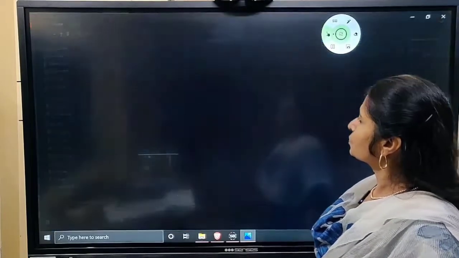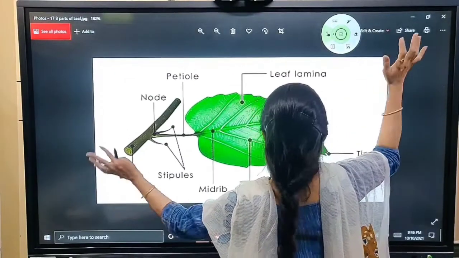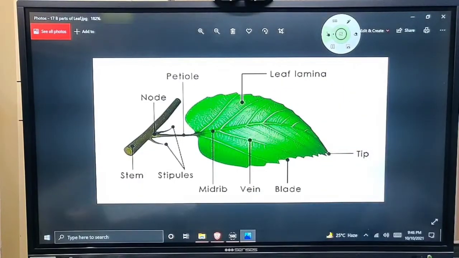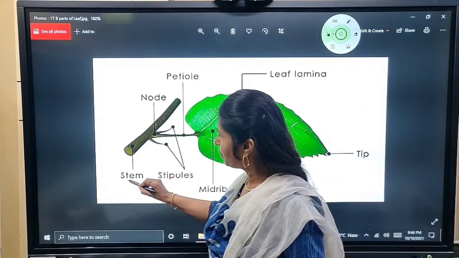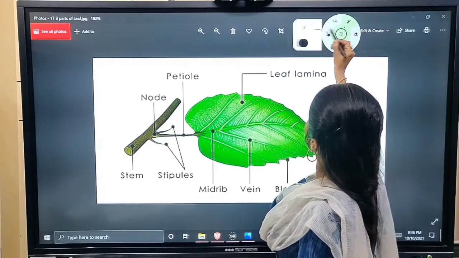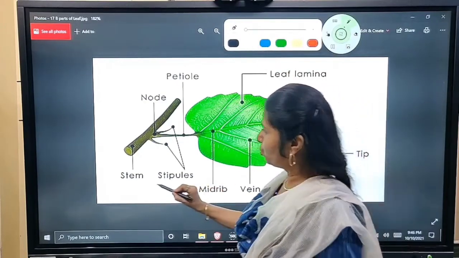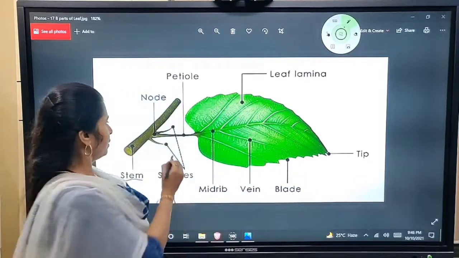See now, this is about a typical leaf. This is a stem, and on the stem the leaves are attached at the node. So you know the word stem, you know leaves are present at the node.